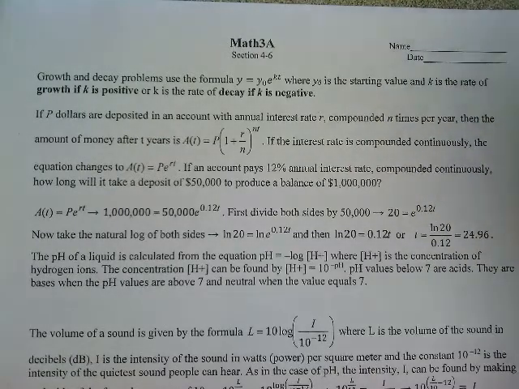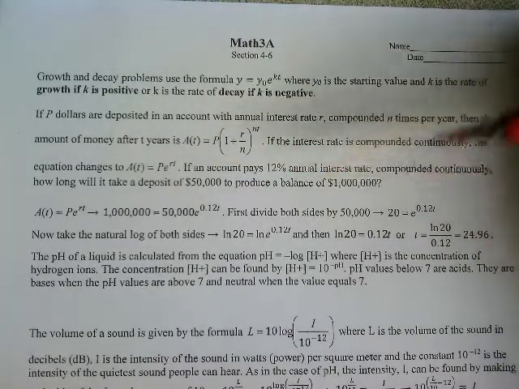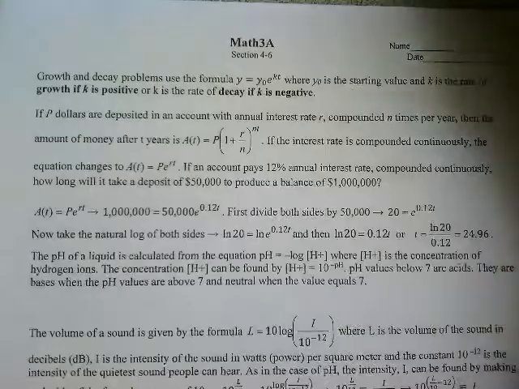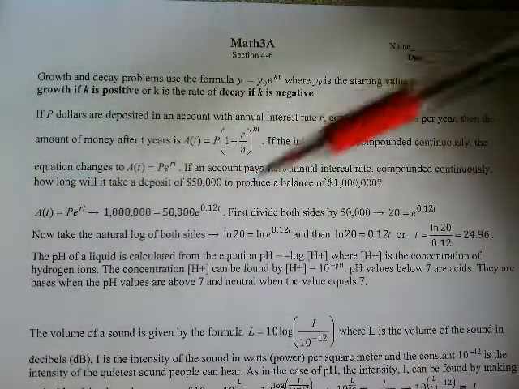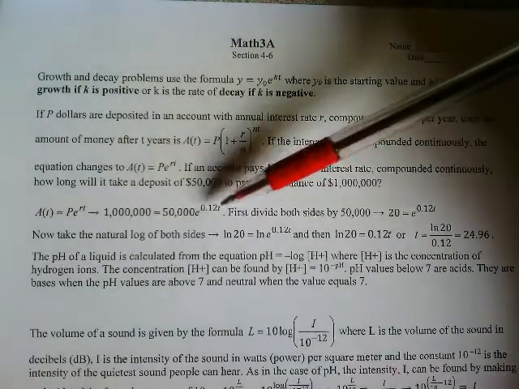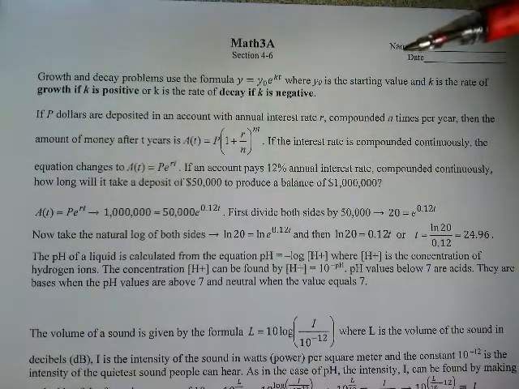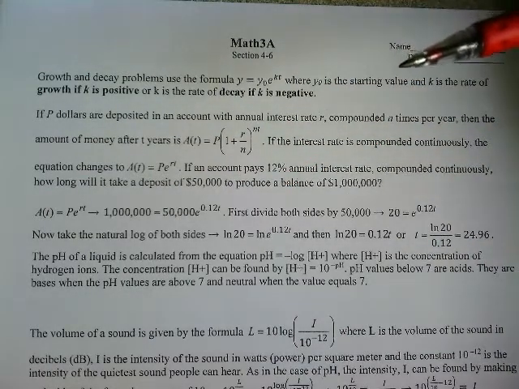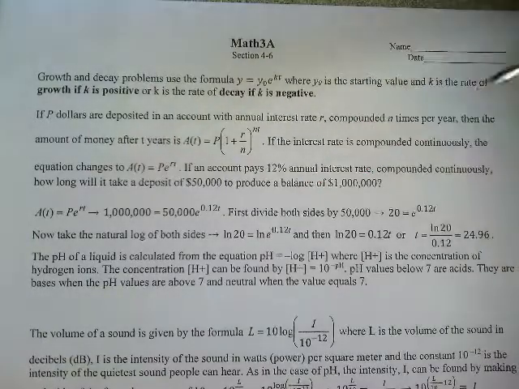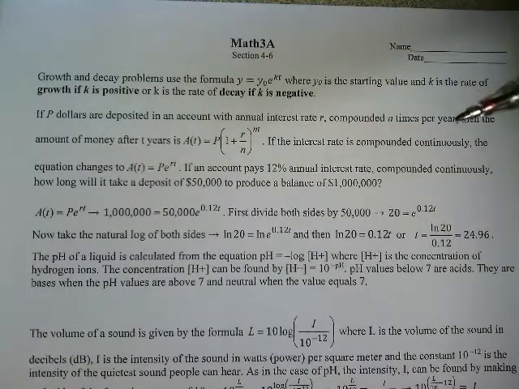And so as an example, let's suppose that we have a deposit of 50,000 to produce a balance of 1 million. How long will that take? And so the 1 million goes on the other side because that's where we want to get to. The 50,000 is what we start with. The 0.12 is the interest rate per year. And so we're going to basically solve for t, how many years.